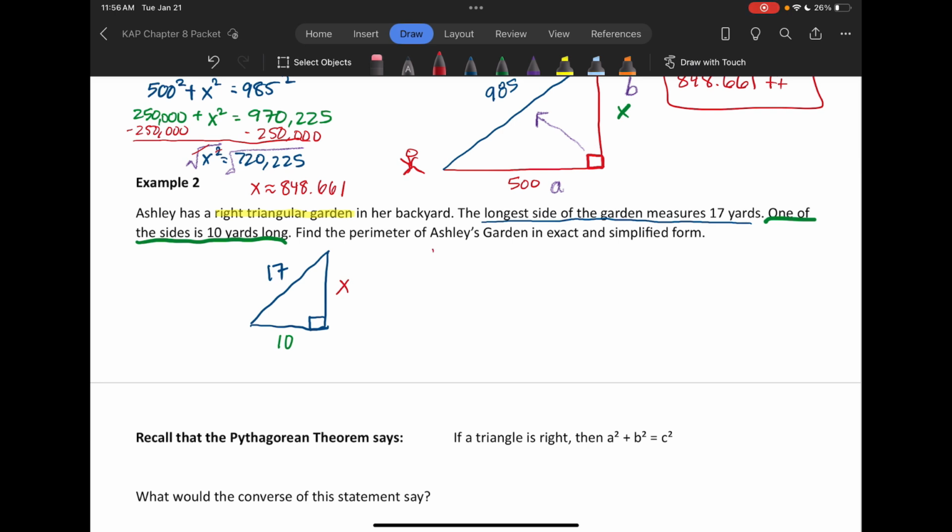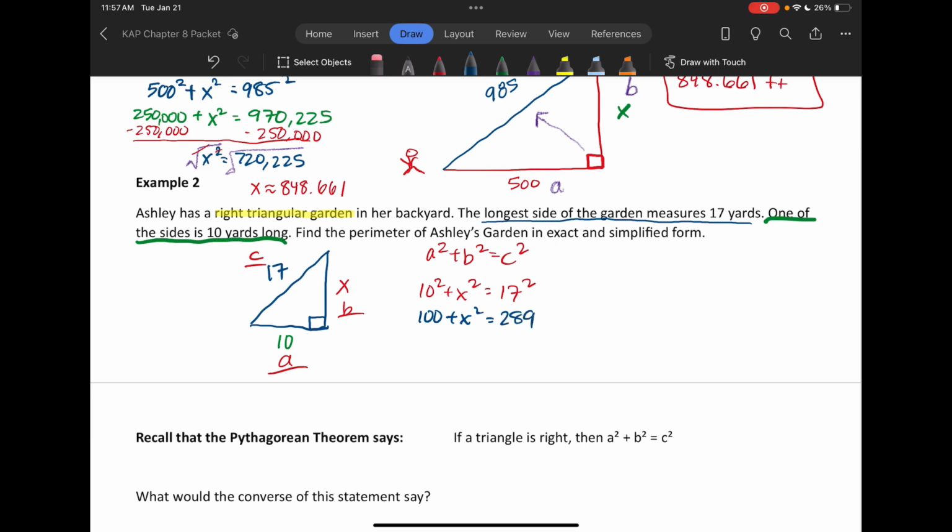So if I'm looking at Pythagorean theorem, here's my formula. And this takes like 2 seconds. It's never a bad idea to just label your right triangle. This is my C, this is my A, this is my B. So plugging these numbers in, we have 10 squared plus x squared is equal to 17 squared. Well, 10 squared is 100 plus x squared is equal to 17 squared, which is 289.